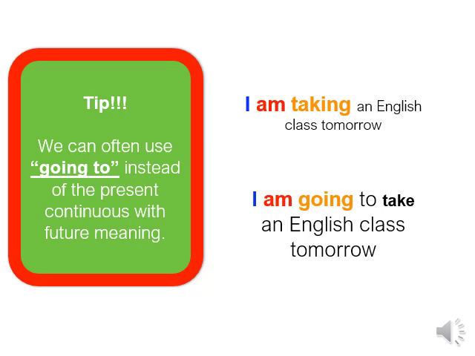Pay attention to the following: we can often use going to instead of the present continuous with future meaning. What are you doing this evening? I can say I'm studying, or I'm visiting my uncle, or I'm going to. So I can say I'm taking an English class tomorrow or I'm going to take an English class tomorrow. Both forms are correct.